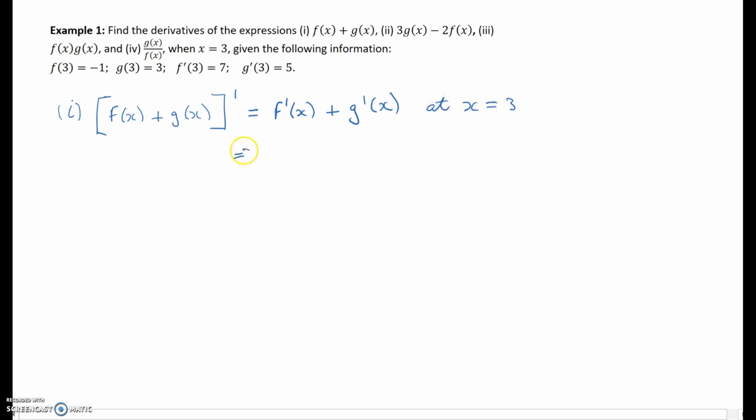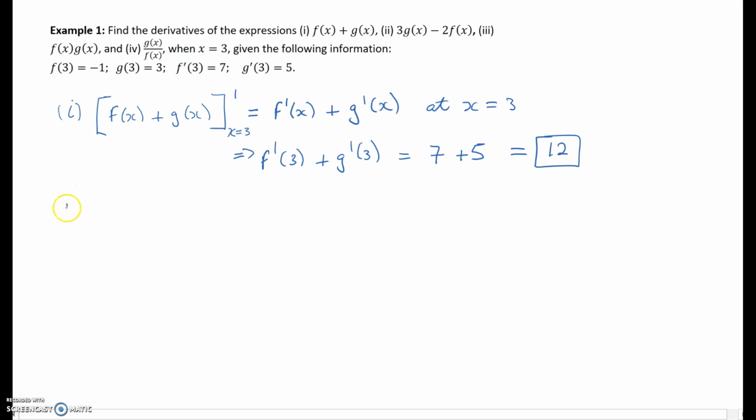Okay, so it's going to be f prime of 3 plus g prime of 3, which is equal to f prime of 3 is 7, plus g prime of 3 is 5, so the answer is 12. So the derivative of f of x plus g of x when x is equal to 3, and we can indicate that here, is going to be 12.